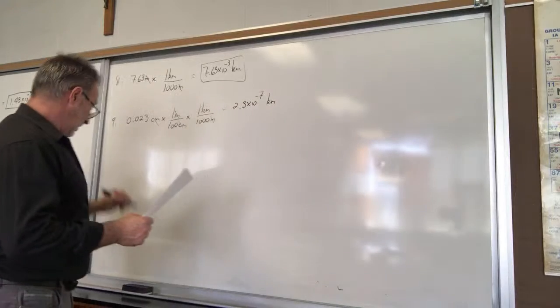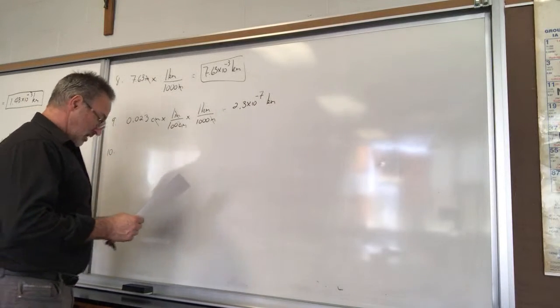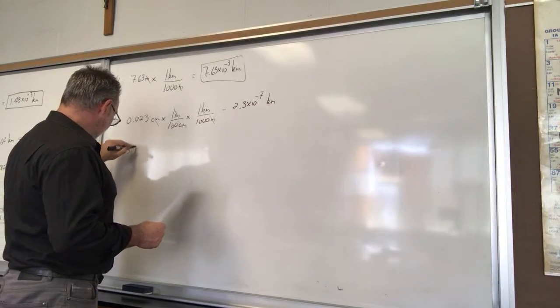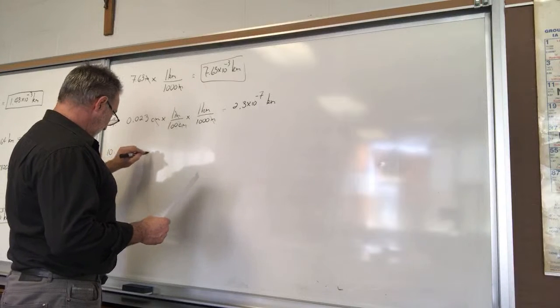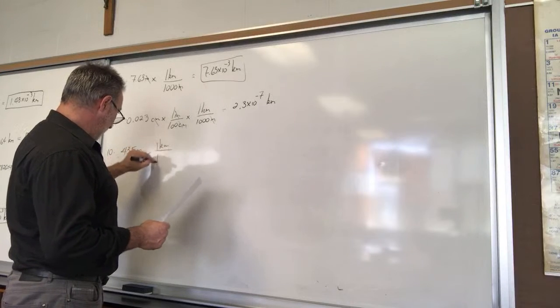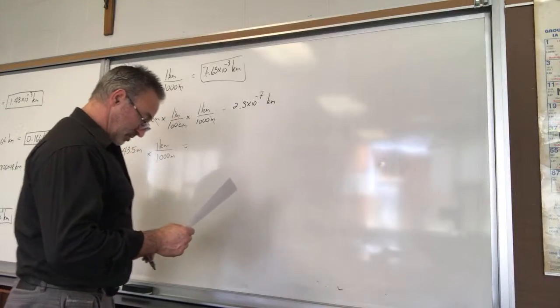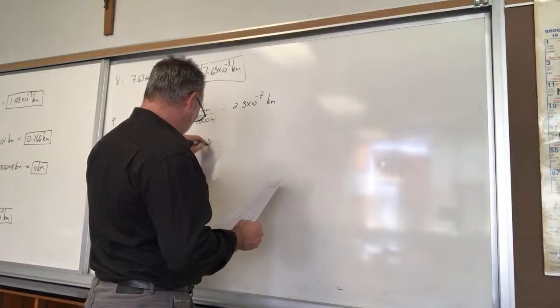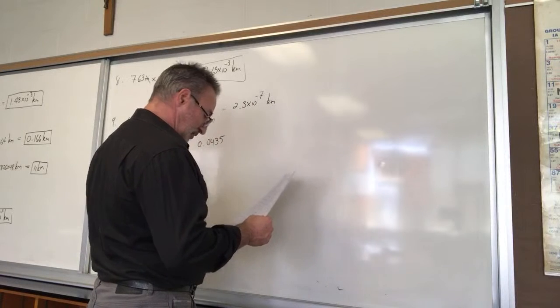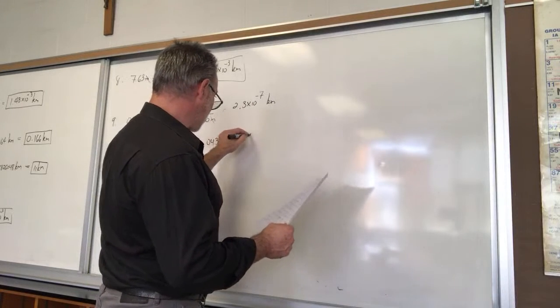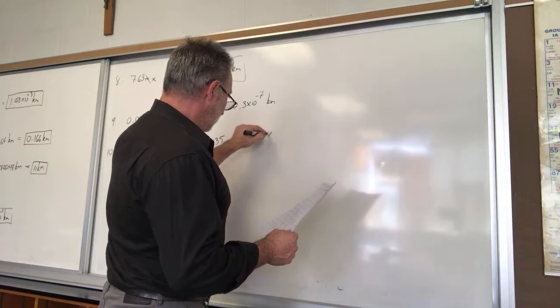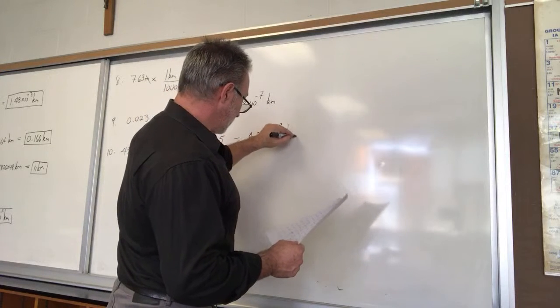And the last one is 43.5 meters times 1 kilometer for every 1,000 meters. Again, a very simple one, trivial really. It gives you an answer of 0.0435, or you could rewrite it as 4.35 times 10 to the -2 kilometers.